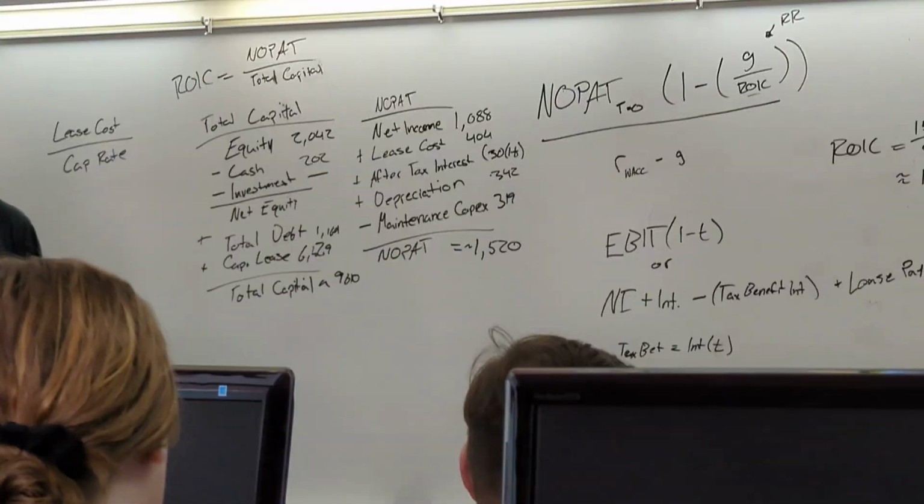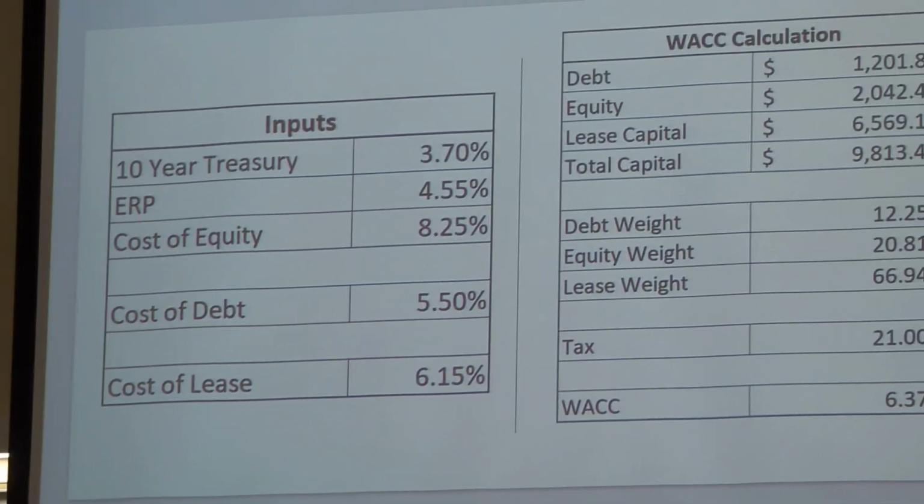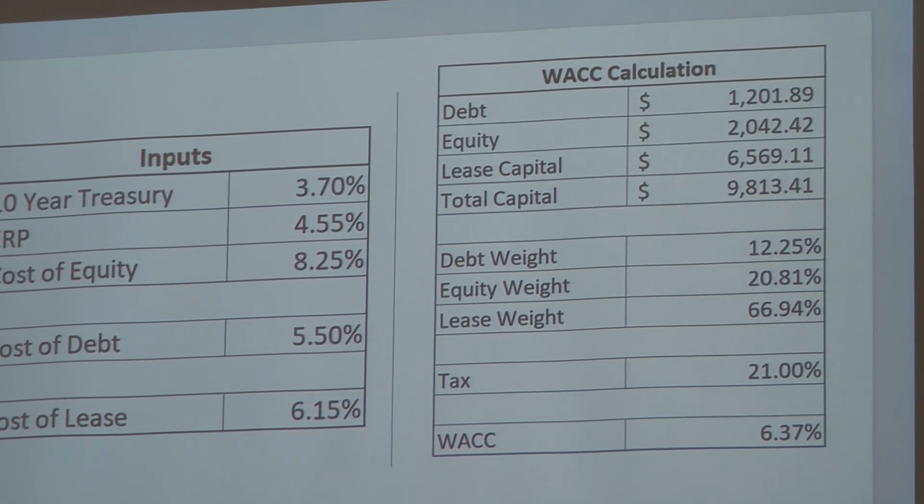So we do that up here. You can see your weights and tax rate come out to a weighted average cost of capital of just under 6.5%. We talked about the cost of leases; we just use the cap rate.